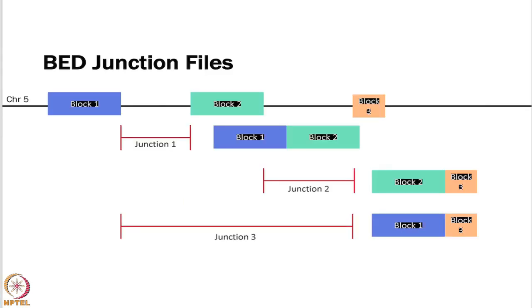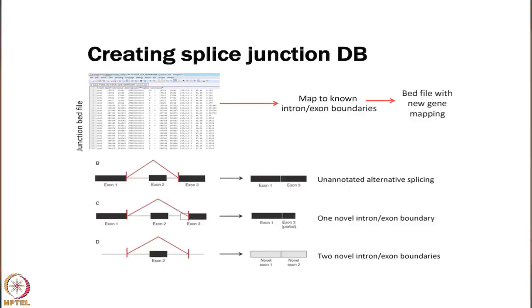And the junction files, so if you run RNA-seq on the sample, the junction files will just indicate where the boundaries between the exons that are spliced together are. So if exon 1 and 2 are spliced together, you'll have a junction read here. If block 2 and 3 are spliced together, you'll have a junction read here. If exon 1 and 3 are spliced together, so on and so forth. You'll see how these junctions are visualized in the IGV, and hopefully it will be clear.